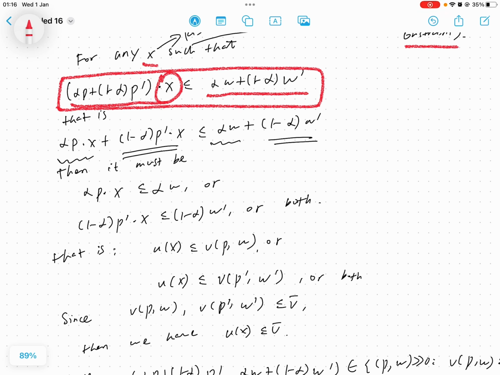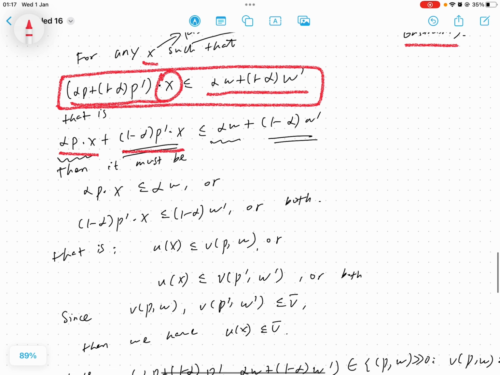Now let's just expand this and check under what conditions this inequality will be satisfied, right? That's the thing that we're going to do here. So let's simply expand the left hand side, which is alpha p inner product x and 1 minus alpha p prime inner product with x, and the right hand side will be similar. Okay, expanded here. So given those terms, it has to be the following cases.